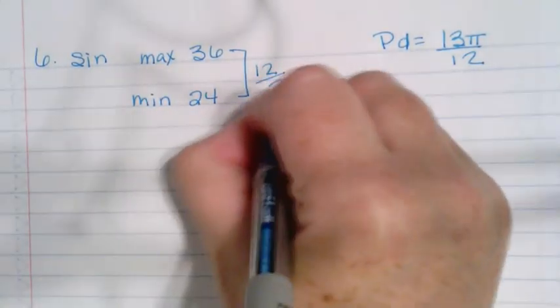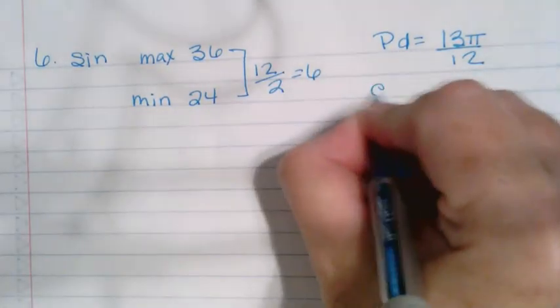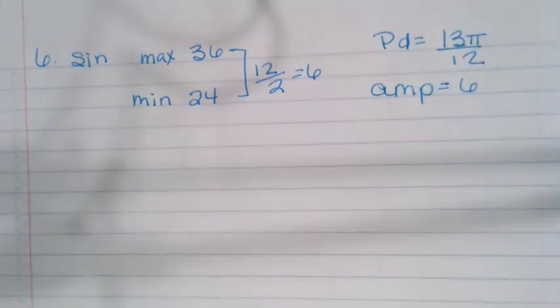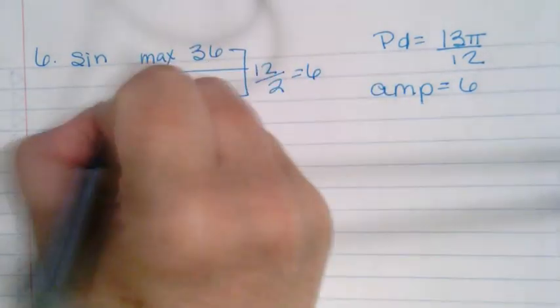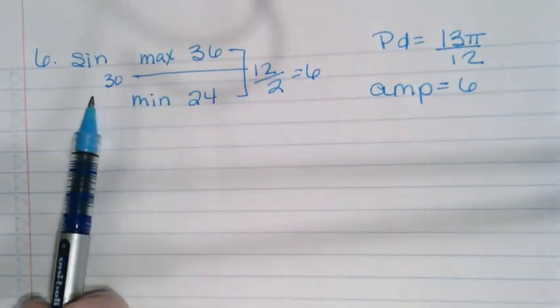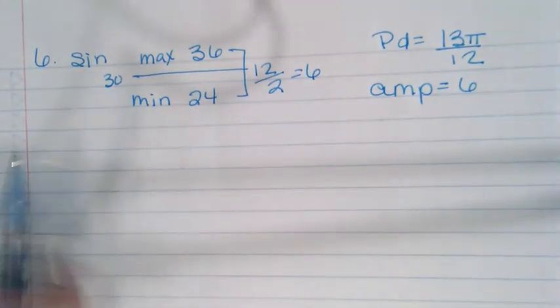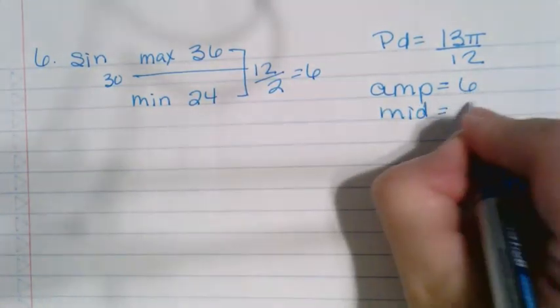And just like what we did on the equation, we're going to divide by 2, and we get 6. So by the way, my amplitude is 6. Okay, so I need to figure out what's halfway. So I think it's 30, right? Because if I do 36 minus 6, I get 30, or 24 plus 6. My midline is 30.